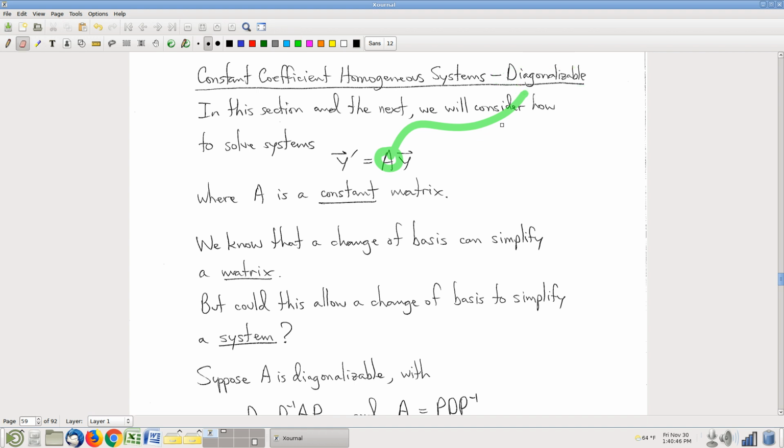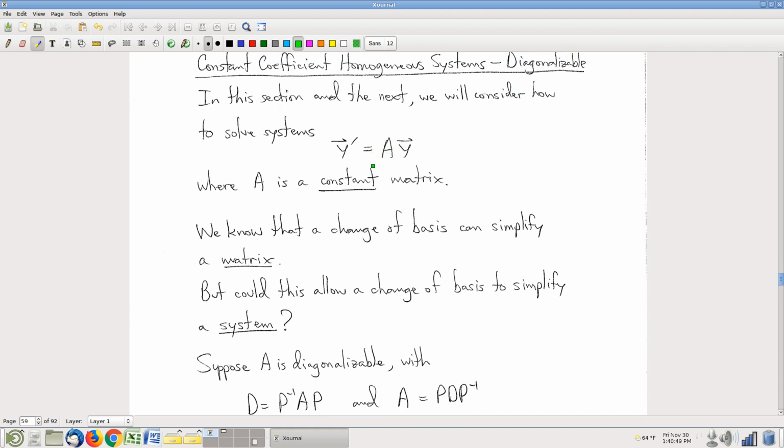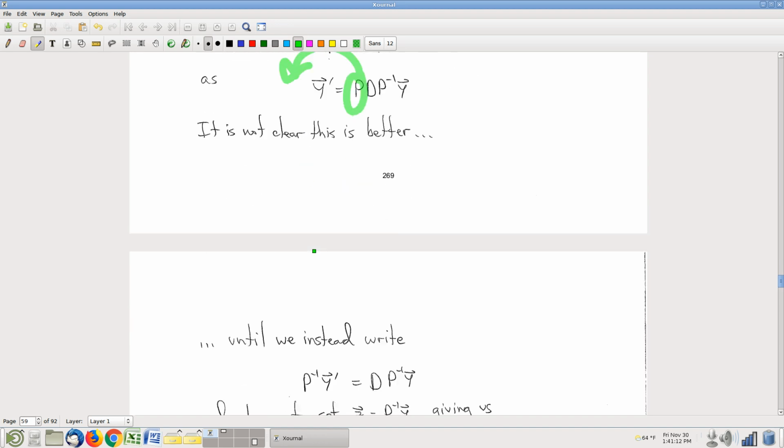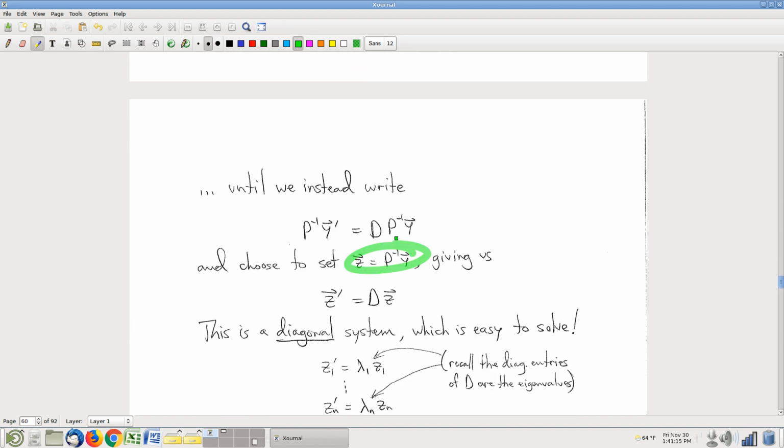So as you might expect, one would think that a change of basis might, in addition to simplifying the matrix, also simplify the system. And that's exactly what happens. You take the matrix and replace it with the diagonalization of it, in other words, PDP inverse. And then a little bit of algebraic sleight of hand: just put the P over on the other side as P inverse, and make a substitution here. P inverse Y, just call that Z. And lo and behold, we now have a much easier system.